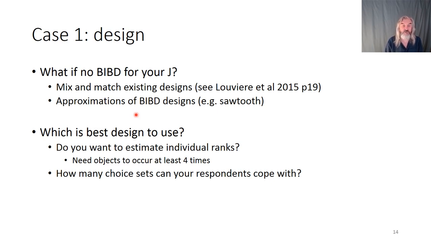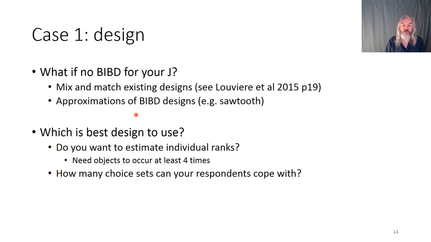Okay, which is the best design to use? What you can see is that even if you do have a BIBD design in the catalog, you've got choices to make in terms of number of questions, and so on. So how do you make that choice? Well, in part it depends upon what your outcome is. If you want to estimate individual ranks, so if you want to use this data to be able to report for an individual what the ranking is across your items, then the recommendation, and this is sort of a rule of thumb, is you need objects to occur at least 4 times. So you need at least 4 occurrences. That puts some constraint upon which versions of the design you might pick.